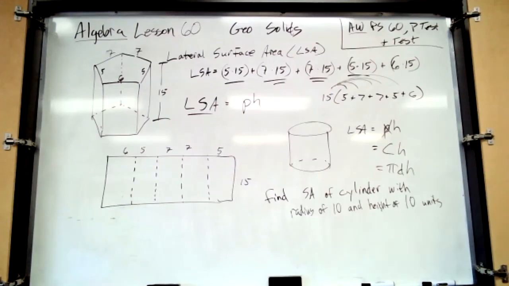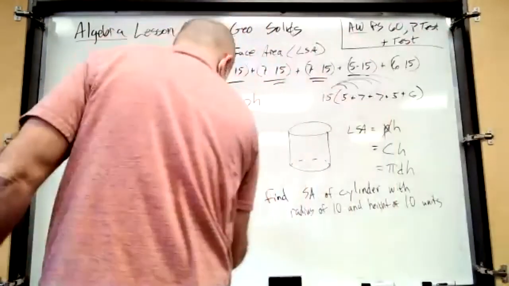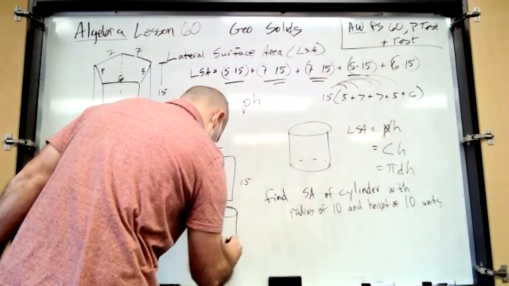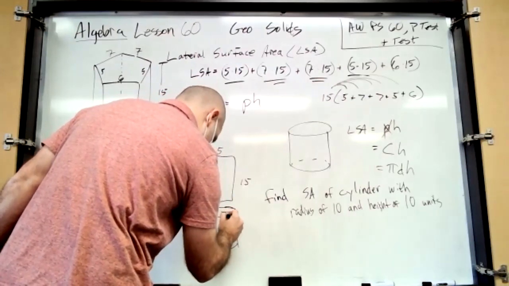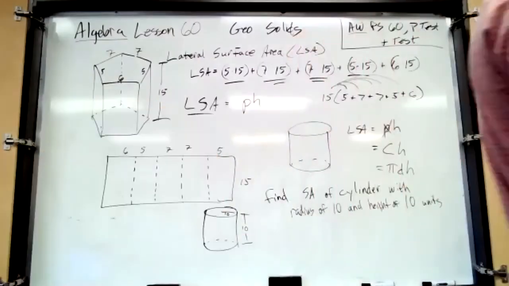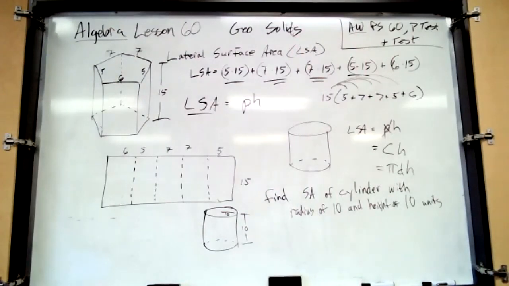Okay, I have one more. So I'm just going to draw a diagram. So this is 10 units, and this is 10 high. I want to find the total surface area, the top, the bottom, and the lateral area, right? That's it. Good job.